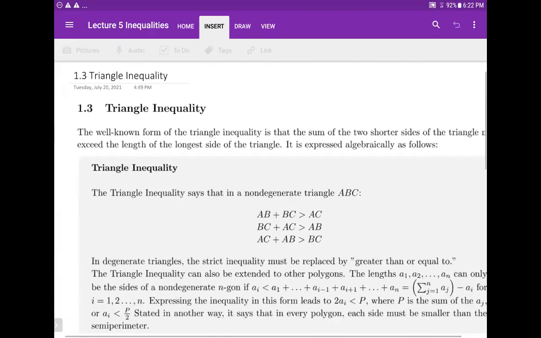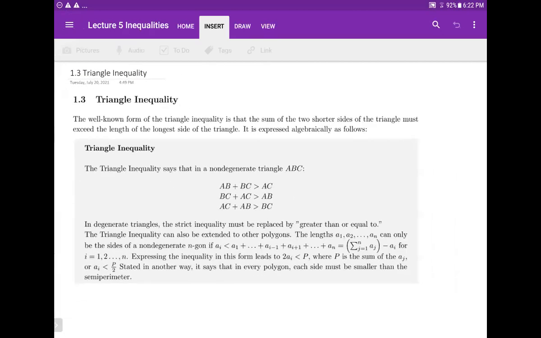All right. Next, we have the triangle inequality. Now this is sort of geometry-related, but we can also count it as an inequality. So that's why we included it in this lecture. The well-known form of the triangle inequality is that the sum of the two shorter sides of the triangle must exceed the length of the longest side of the triangle. And it is expressed algebraically as follows. In a non-degenerate triangle ABC, you have that AB plus BC is greater than AC, BC plus AC is greater than AB, and so on and so forth.